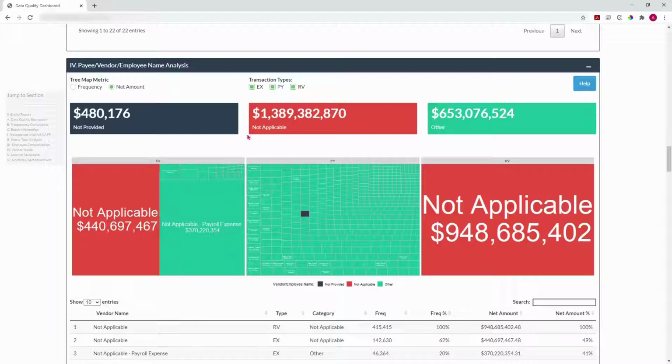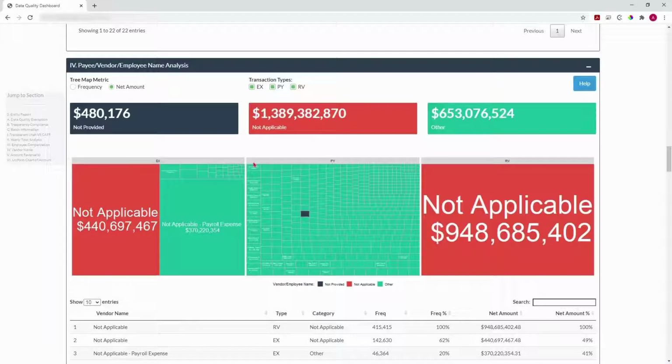These three boxes show the total amount of monies that are not provided, not applicable, or other, respectively. The goal is to have mostly everything in this other category and have less in the not applicable and not provided areas, because these do not give any detail as to who the vendor or employee is. The tree map below illustrates a part-to-whole comparison.